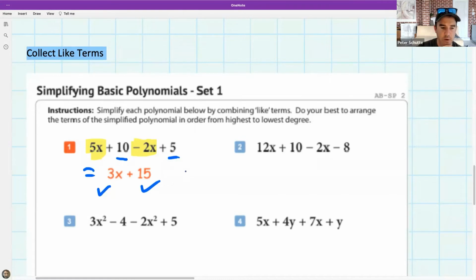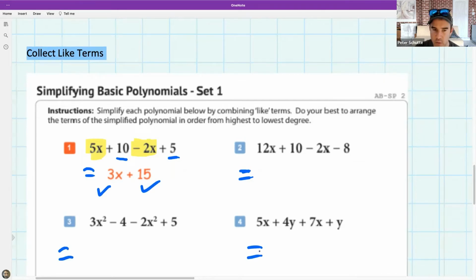So I want you guys to do for me question 2, 3, and 4, where you collect like terms to write a simplified expression. Over to you guys. And then while you're working, I would love to answer questions if students have questions.